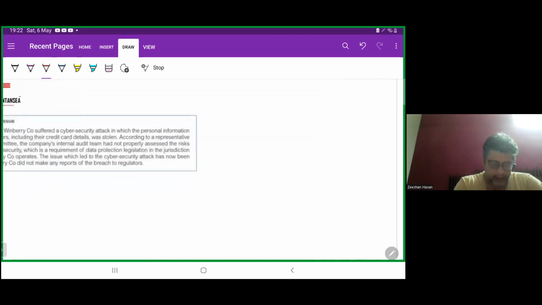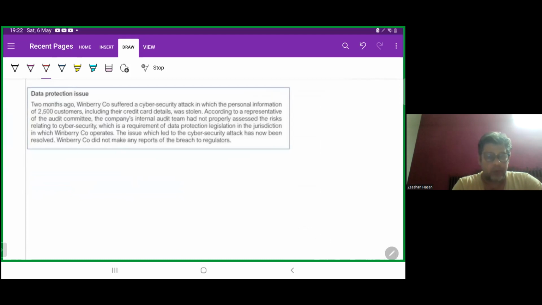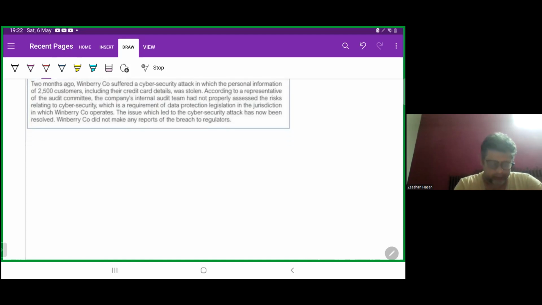So here it is, the data protection issue. Two months ago, Winberry company suffered a cybersecurity attack in which the personal information of 2,500 customers, including their credit card details, was stolen. According to a representative of the audit committee, the company's financial audit team had properly assessed the risk relating to cybersecurity, which is a requirement of the data protection legislation in the jurisdiction in which Winbury Company operates. The issue which led to the cybersecurity attack has now been resolved. Winbury Company did not make any reports of the breach to regulators.